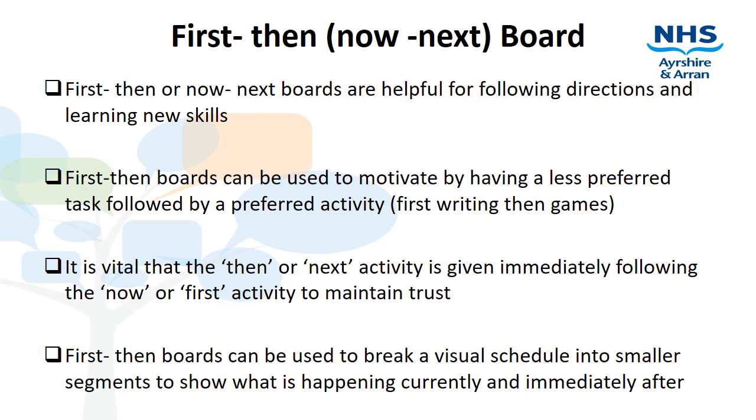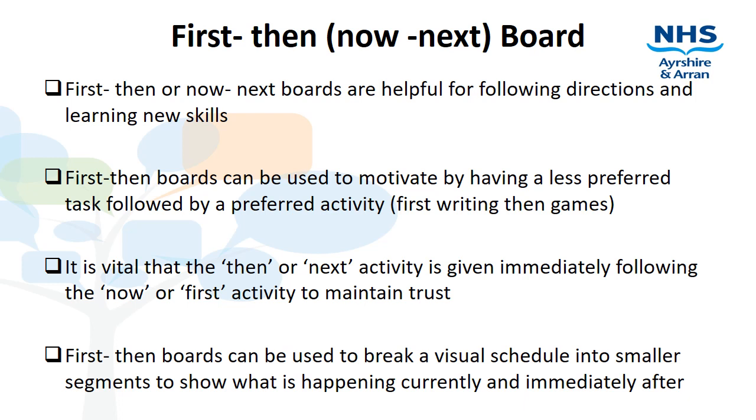Next thing we're going to talk about is first then or now and next boards. So these are helpful for following directions and learning new skills. They can be used to motivate by having a less preferred task followed by a preferred activity. First writing, then games. It's vital that the then or the next activity is given immediately in order to maintain trust. They can be used to break a visual schedule into smaller segments, so you can just show what's happening right now and immediately after.